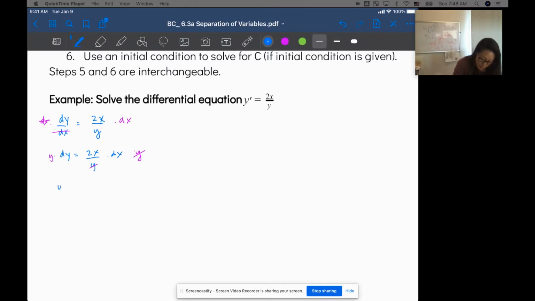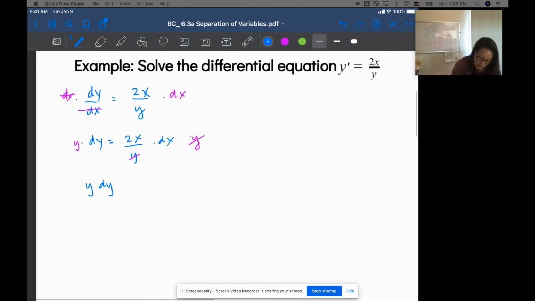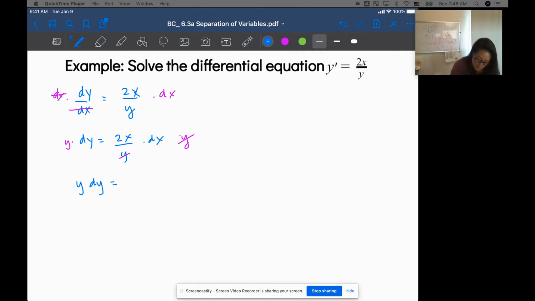So I get y dy is equal to 2x dx. All right, so this is what I call separate and integrate. So we separated the dy dx and our x's and our y's. So now we're going to integrate.